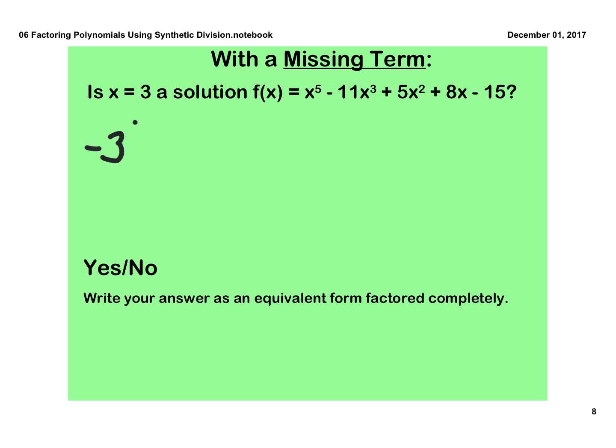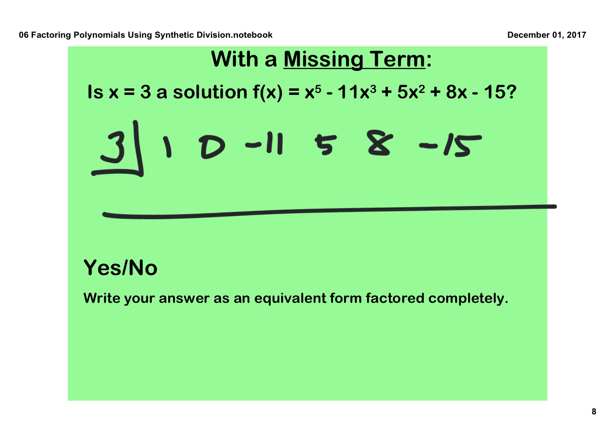I'm just going to prevent some pain by putting a negative 3 there. A lot of people put a... Oh, wait, I'm wrong. It's a positive 3. Dang it. I just was about to mess it up, but at least I caught it. It's a regular 3, not a negative 3. 1, 0, negative 11, 5, 8, negative 15. Drop it like it's hot.